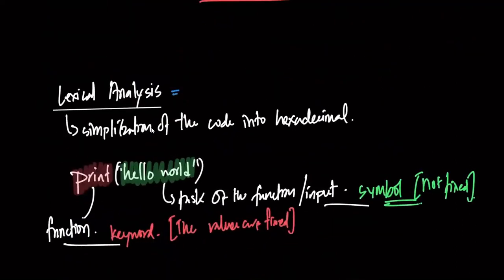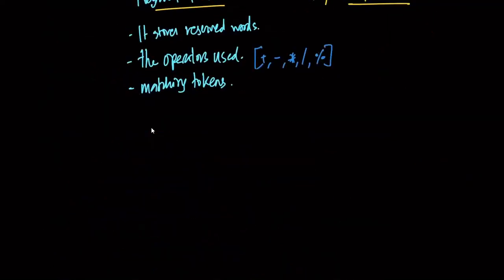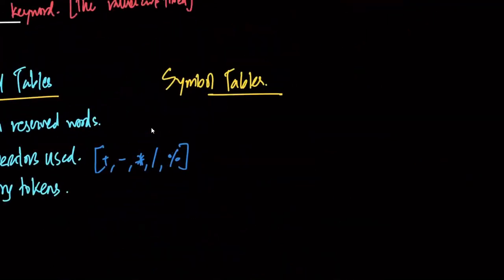So by definition, this is to perform tokenization. All right, so what are symbol tables?